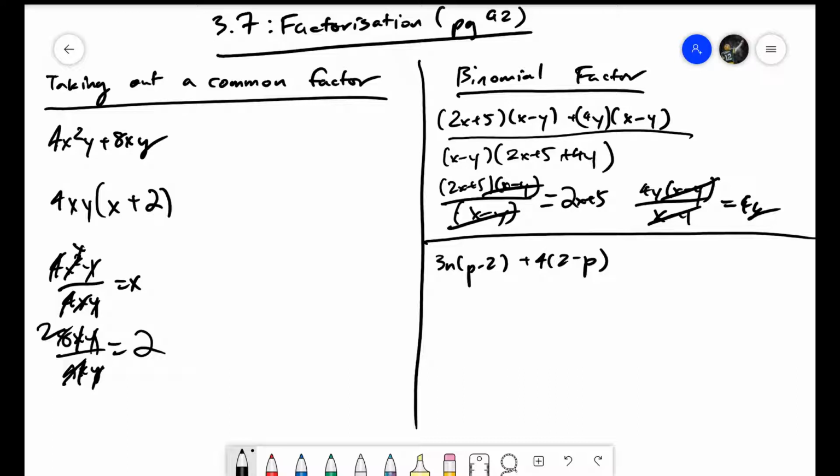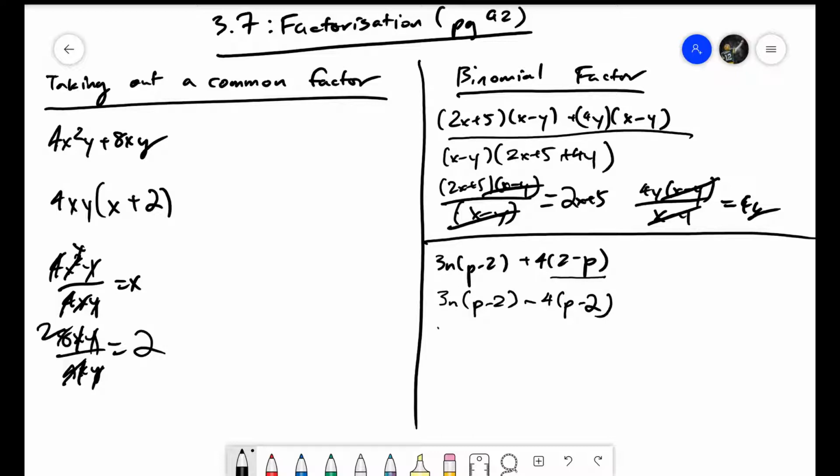Finally, here you can see that you can factor out a p minus 2, but over here it's 2 minus p. So you have to first factor out a negative 1 from this side. So this becomes 3n times p minus 2 minus 4 times p minus 2, since you take out a negative 1 from this side and then put it over here. So now you can take out a p minus 2 from both sides.